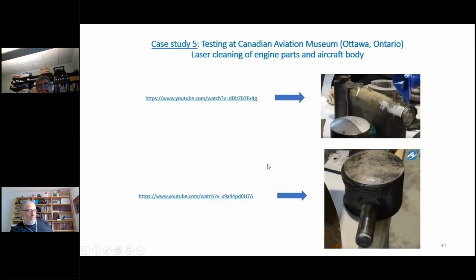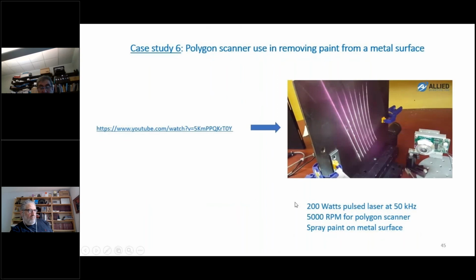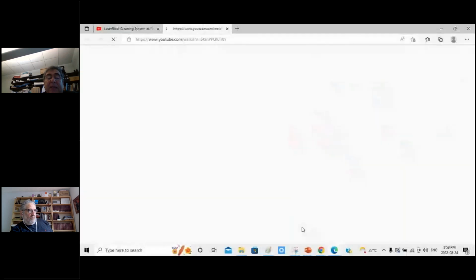Another application in Canada Aviation Museum. Sorry, this is a case study. Canadian Aviation Museum removing soot and oil from different engine parts. Very useful for this application. And this one I want to show, this is the polygon scanner. So I'm going to show this video.